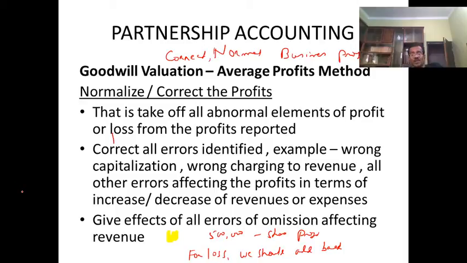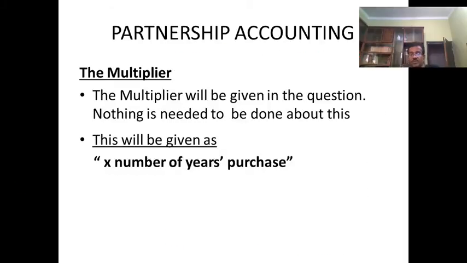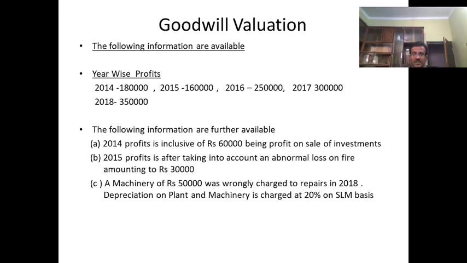After that, what you get is a correct average profit. This I have already told you. This multiplier will be given in the question, nothing is needed to be done about this. This will be given as X number of years purchase.